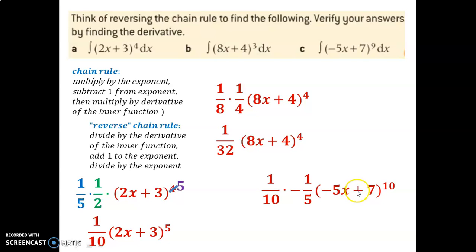Okay, in C, again, reverse it. We have the inner part, and we have a -5 there, so we multiply by 1 over -5. And then for this part here, we raise the exponent and multiply by 1/10. So again, our basic power rule is the 1/10 and then this -1/5 takes care of the linear portion inside. Pretty easy rule once you get the hang of it. That simplifies to this.